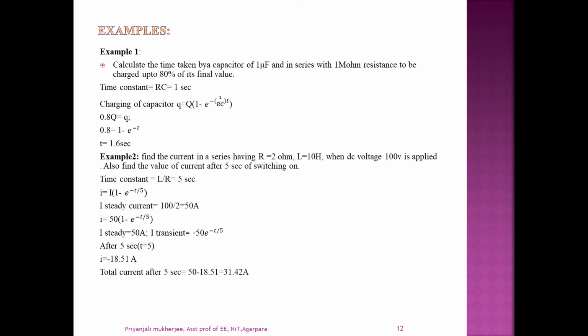So let us take another example. The time taken by a capacitor of 1 microfarad in series with a 1 megaohm resistance to be charged up to 80% of its final value. So we need to find out the time. The time constant is given as RC. So multiplying the capacitor value C, 1 microfarad, by the value of R, 1 megaohm, it gives 1 second.